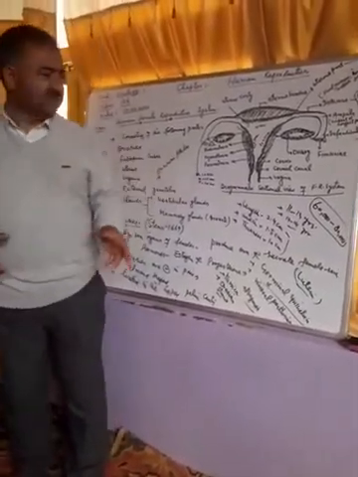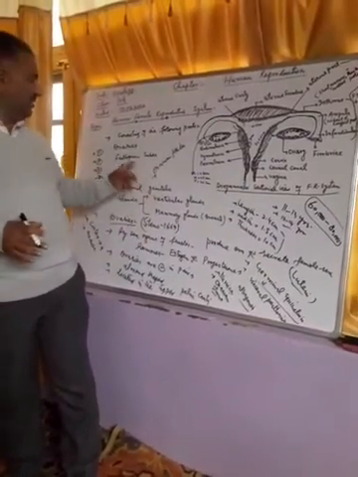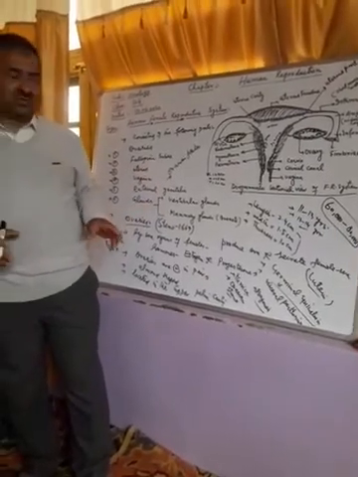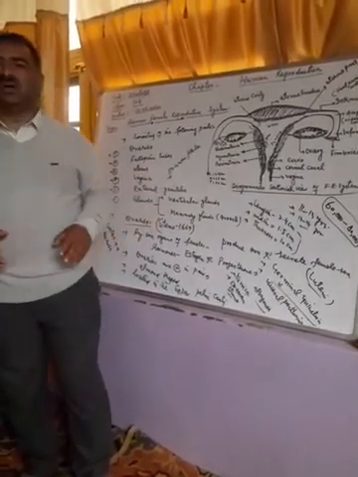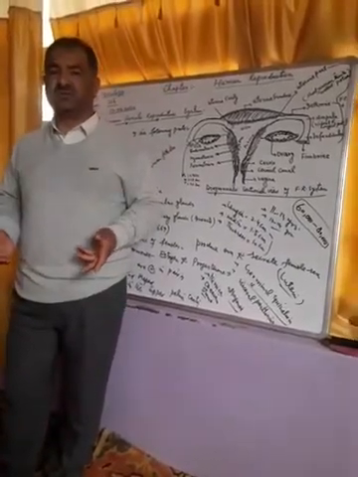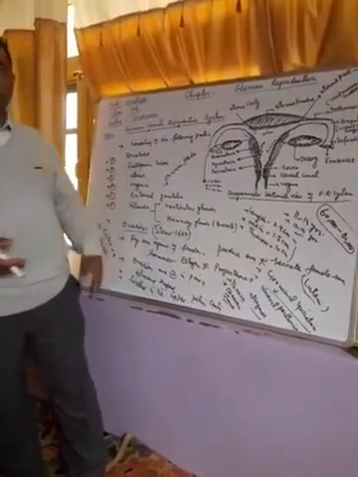The next, the second part of the female reproductive system, is the fallopian tubes. Fallopian tubes are the oviducts or the uterine tubes. Now let's move to the fallopian tubes.